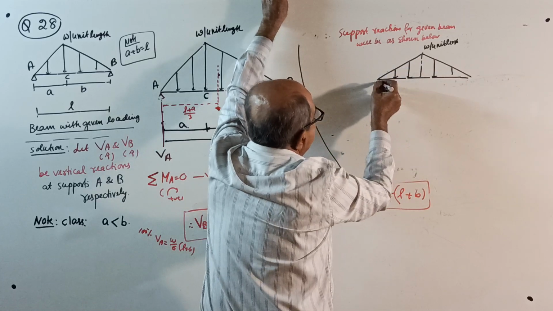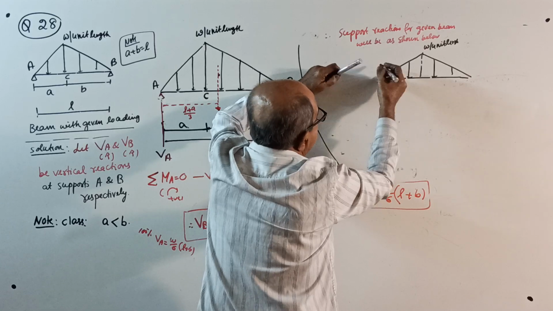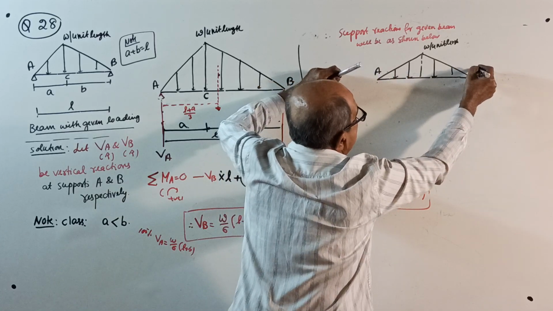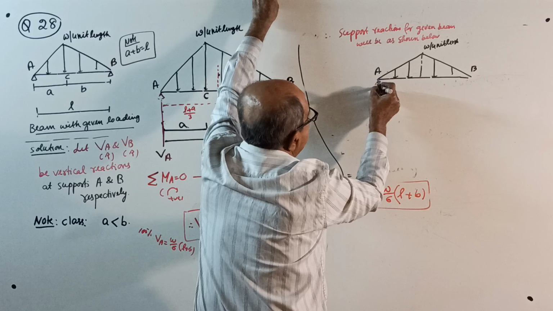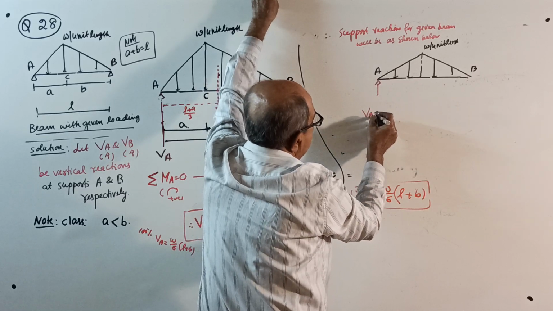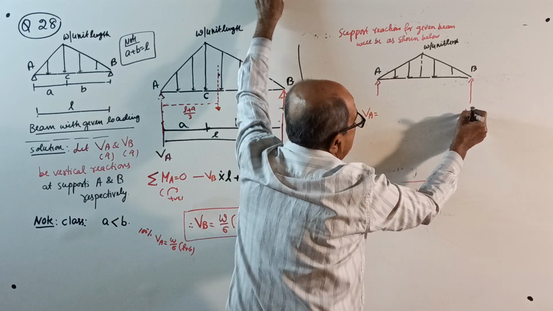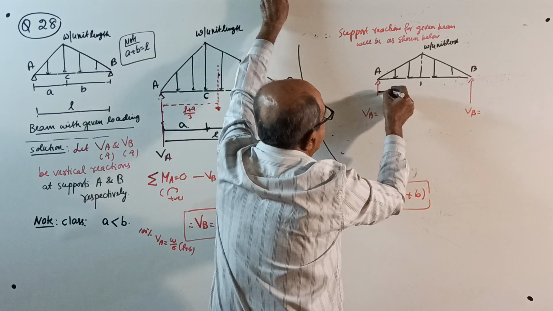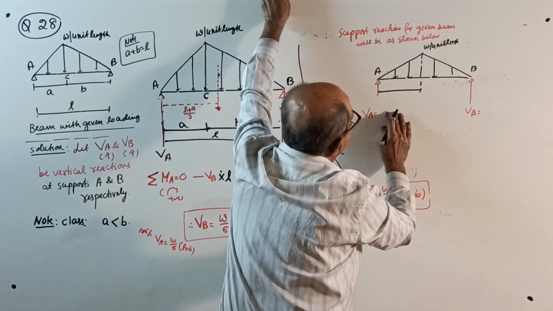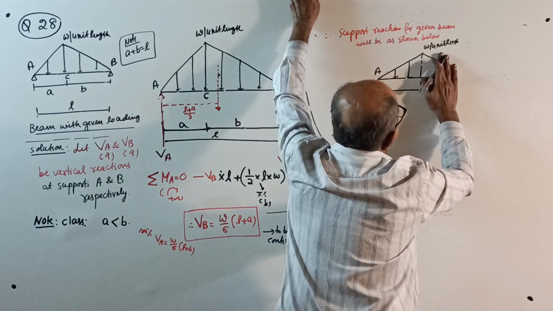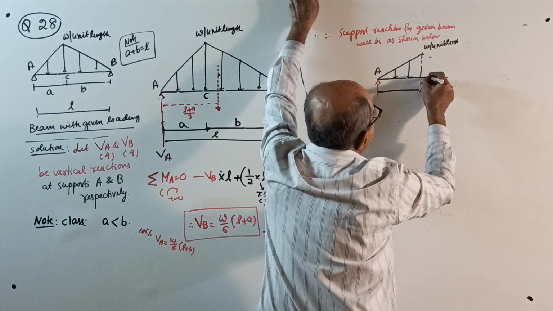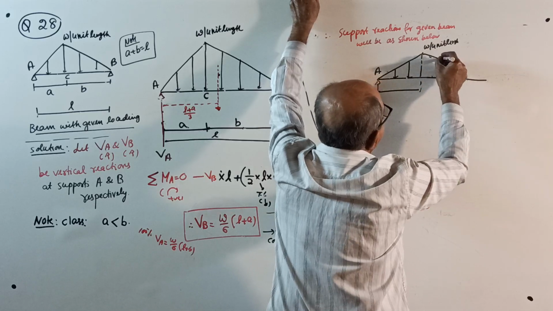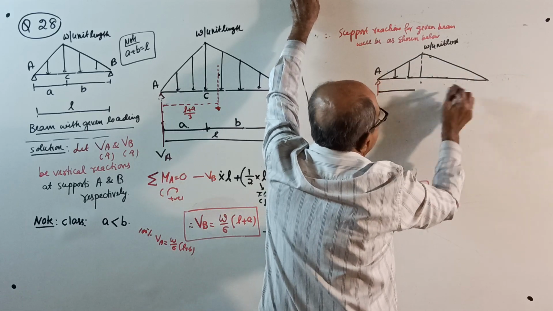If this is the support A, this is B, this reaction is VA, this reaction is VB. From here to here is A. I think A becomes smaller. I told you, as per my sketch, B is bigger. Okay, no problem. Now correct? Okay. Now correct.